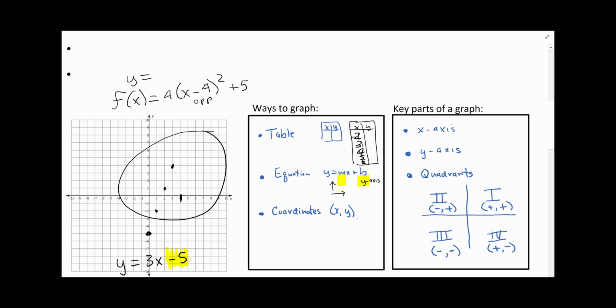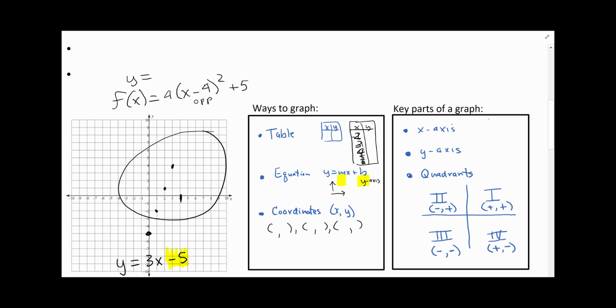And then also, if you're given a whole bunch of coordinates, just plot the points, and depending on the situation, you might draw a line, you might not draw a line, but whenever you have coordinate values, you can go ahead and graph those.